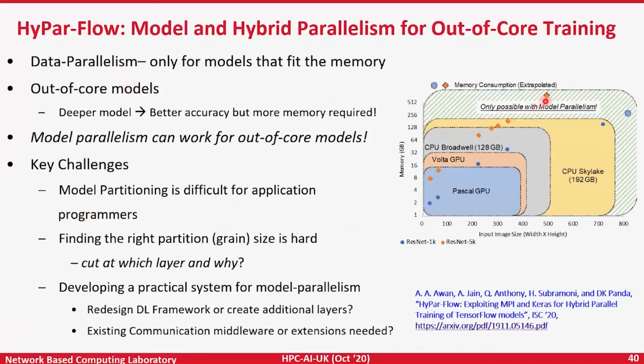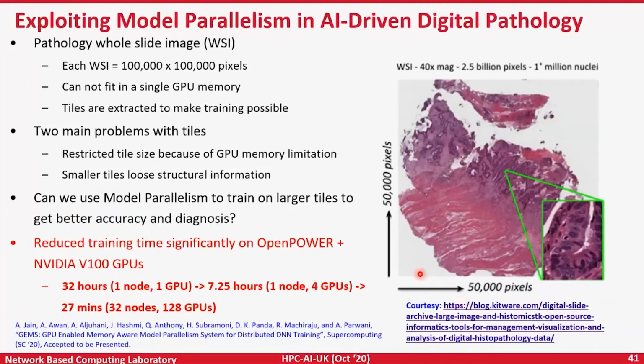So this is where we have been focusing a lot on model parallelism. Model parallelism can actually work with out-of-core models, but there is a big challenge: how do you do the model partitioning? How do you distribute the tasks? We published a paper at ISC this year, and there are some more results in that paper, but here I'll show you a very concrete example.